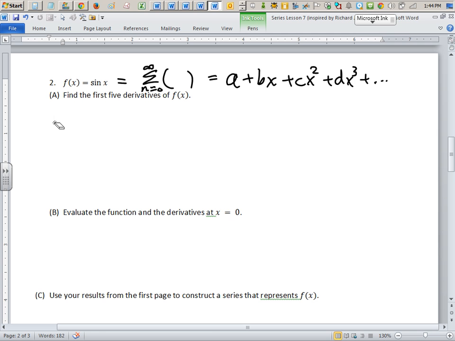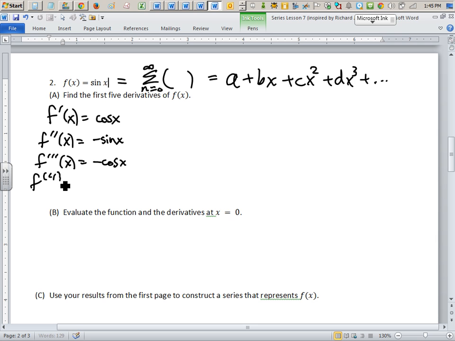The ratio is not working too well. Let's check. f prime of x is what? Cosine x, right? Okay. f double prime of x is what? Negative sine x. f triple prime of x is? Negative cos x. And the fourth derivative is? Back to sine x. And this kind of repeats itself, doesn't it? The fifth derivative is back to cos x.